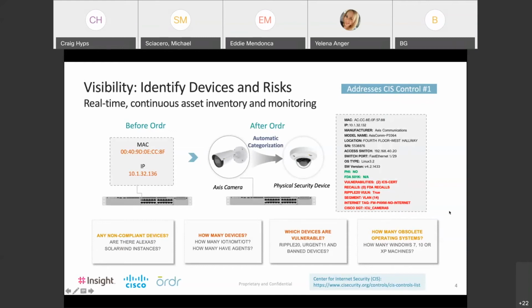So are the devices compliant? Do I have Alexas in my network? And if so, are they in areas that they shouldn't be? Recent supply chain attacks at SolarWinds: do I have any of these devices that I need to be worried about? Are they actually communicating with SolarGate sites? How many devices of each type? Which segments? Do they have agents? Are they still running a supported operating system?